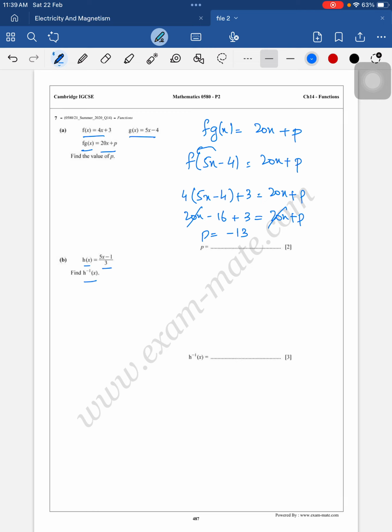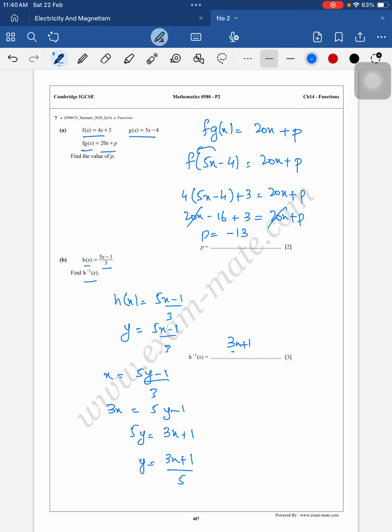Okay, the function h of x is equal to (5x minus 1) upon 3. Find h inverse x. So what I know is function h of x is equal to (5x minus 1) upon 3. In place of h of x, y. Invert the variables. So y becomes x, x becomes y. So 3x is equal to 5y minus 1. I'm making y the subject, so that's why I moved 3 over there. So 5y is equal to 3x plus 1. So y is equal to (3x plus 1) upon 5. So h inverse x is equal to (3x plus 1) upon 5.